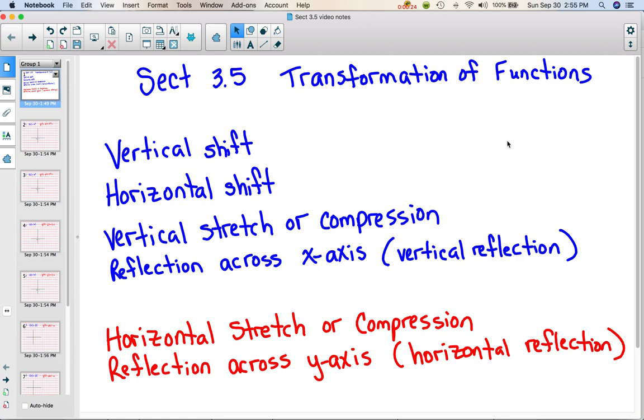What is going to be a little bit new, we haven't really explored this yet, is first of all the terminology. When you reflect across the x-axis, it is called a vertical reflection, which might seem strange because you think the x-axis is the horizontal axis, which it is, but it is actually a vertical reflection. I'll show you that. We are going to talk about horizontal stretch or compression, which we did not really explore much last year, and we are going to look at reflection across the y-axis, which is a horizontal reflection, and how that is related to the transformation of functions.